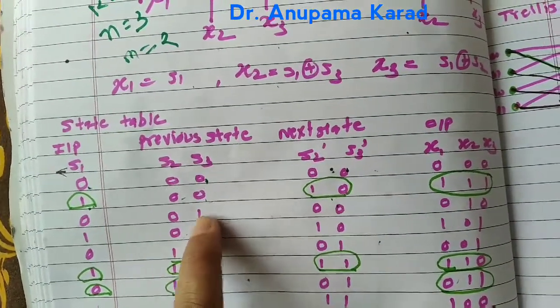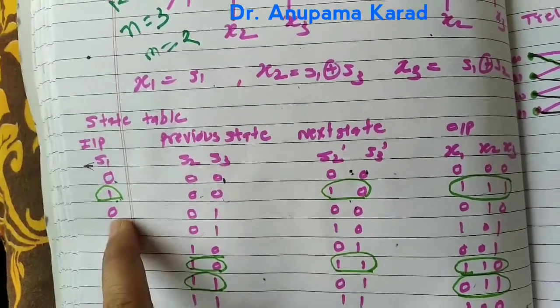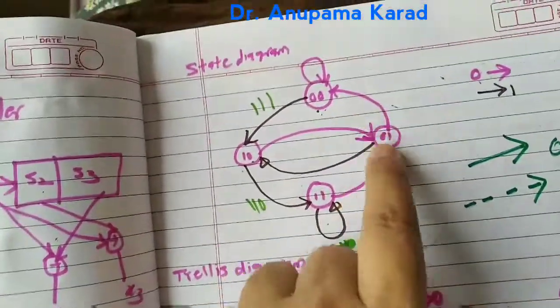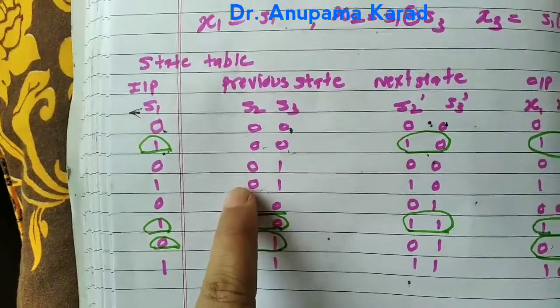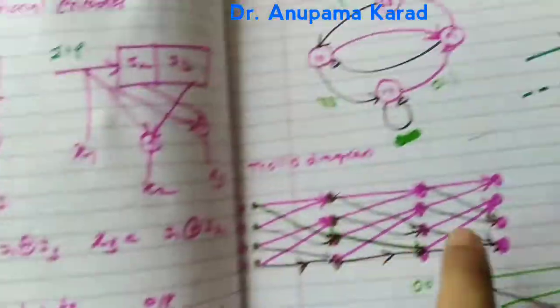Let us see what is next. So here 0 1, input is 0, next state is 0 0. Next 0 1, input is 1, next state is 1 0.